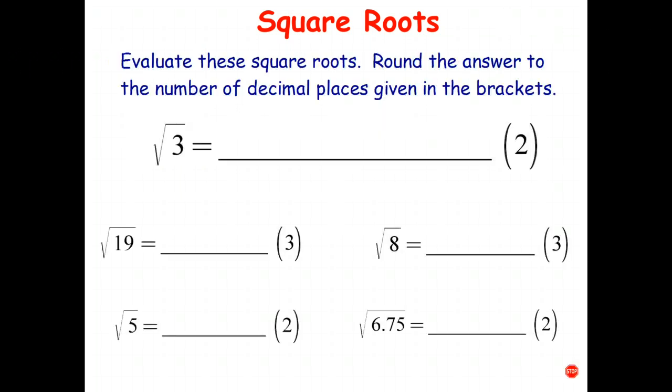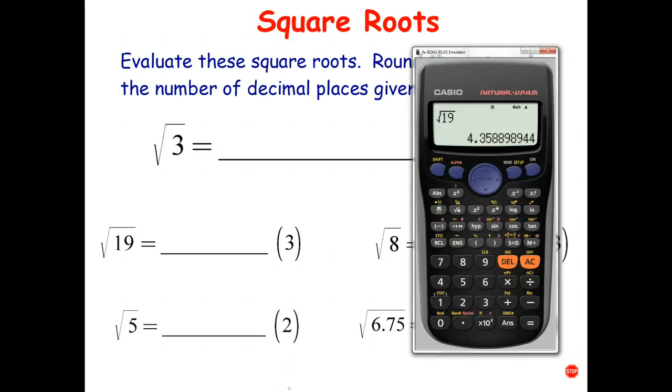So for example, what if we have the square root of 3? Well, if I look at my calculator and type in the square root of 3, I get a very long decimal. And in fact, that decimal goes on forever without repeating. That's an example of one of the irrational numbers that we looked at in the last video.